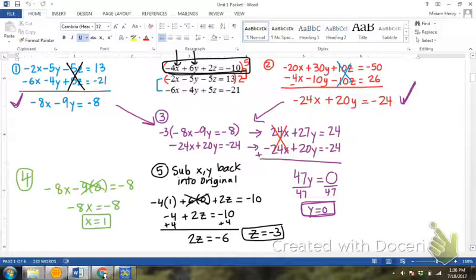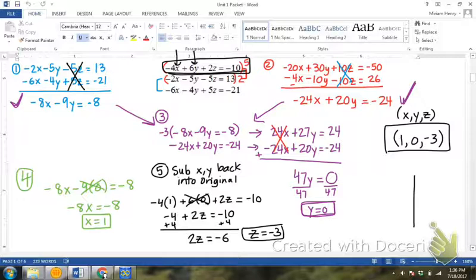How are we going to write our final answer? You would put 1, 0, negative 3. Okay, so remember we write it as an x, y, z triple. So instead of x, y, z, we're going to use the values that we have: 1, 0, negative 3 with parentheses. Because remember, this is talking about a point. And we talked about on that grid, we have an x-axis, a y-axis, and a z-axis, right?